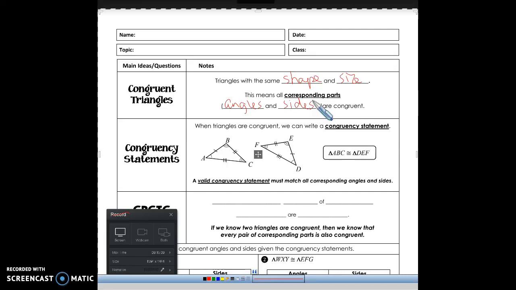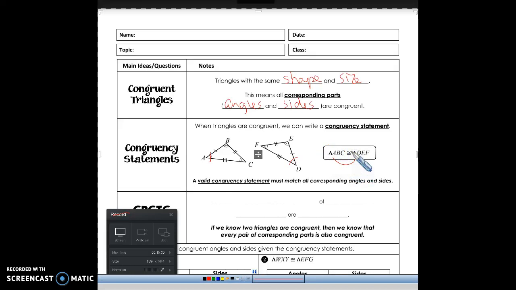In order to show congruent triangles, we write congruency statements. When triangles are congruent, we can write a congruency statement by naming the triangles, such as triangle ABC is congruent to triangle DEF. The reason it has to go in that order is that angle A has one arc in it. If you look at the other triangle, which angle has only one arc? That would be D. So A and D have to match up.